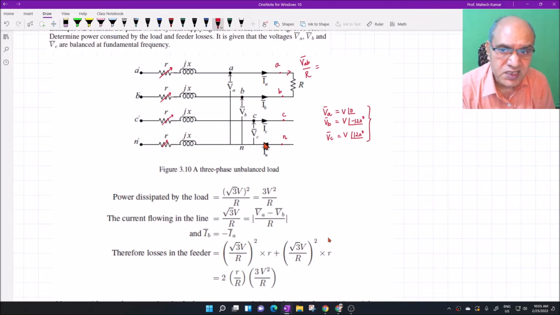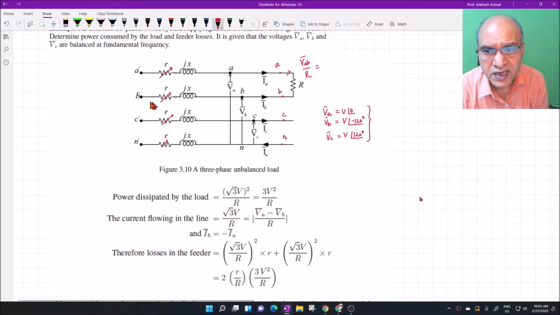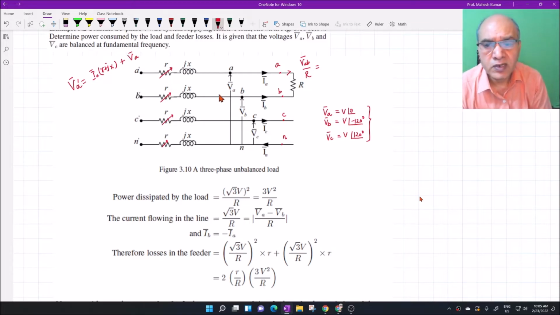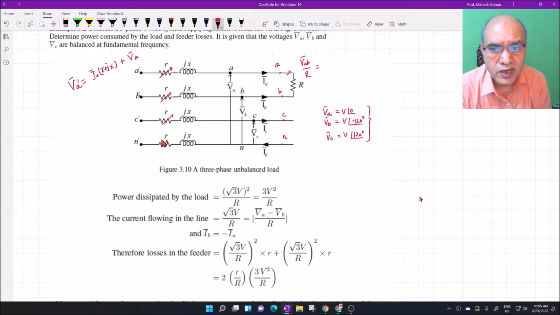What will be the voltages at A dash, B dash, C dash? The voltage VA dash, for example, will be nothing but the IA drop across r plus jx, plus VA. That you can find out later. However, that is not the important point that we are discussing. We are discussing the loss component and the output power.